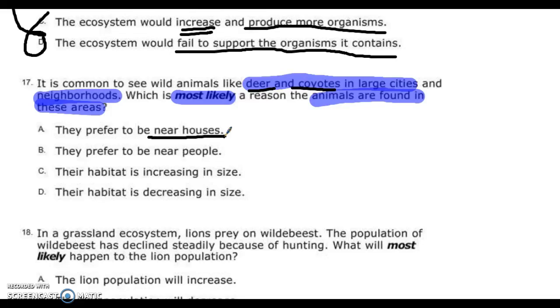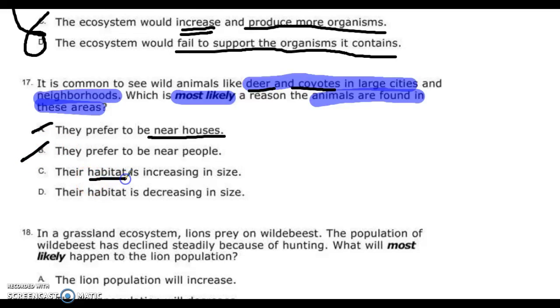What do we call the area that they naturally live and grow in? What do we call that? Their habitat. Is a house their habitat? No, it is not. Do deer and coyotes prefer to be near people? No. Unless you are Brother Nature, the deer do not want to be around you. Nor do the coyotes. So that can't be the answer.